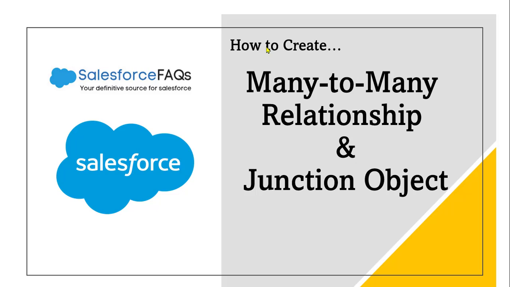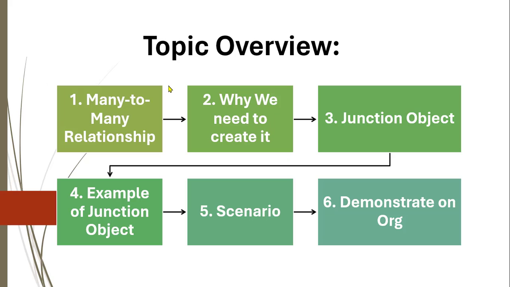In this video we will see how we can create many-to-many relationship in Salesforce, and in that we will see what is junction object and how we can create junction object in Salesforce. So in this video I will explain what is many-to-many relationship, then why we need to create it, then I will explain what is junction object and what is use of junction object. Then we will see one example of junction object, and then I will take a scenario, and using that scenario I will explain how to create many-to-many relationship and then how we can use junction object in Salesforce.